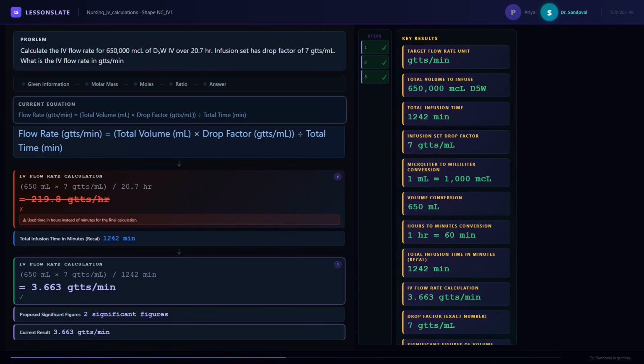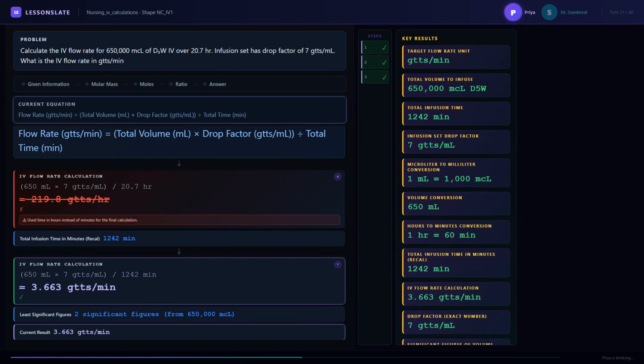You've analyzed that perfectly, Priya. 650,000 microliters, as written, would indeed have 2 significant figures because those trailing zeros are ambiguous without a decimal point. And for 20.7 hours, the 0 between the 2 non-zero digits makes it 3 significant figures. So you're spot on with both. Now, based on the rules for multiplication and division with significant figures, what does this tell us about how many significant figures our final answer should have?